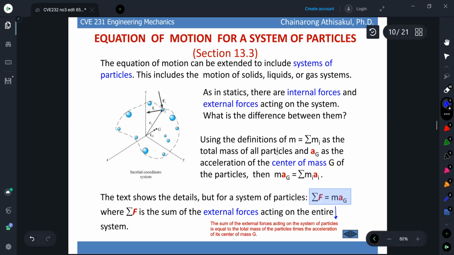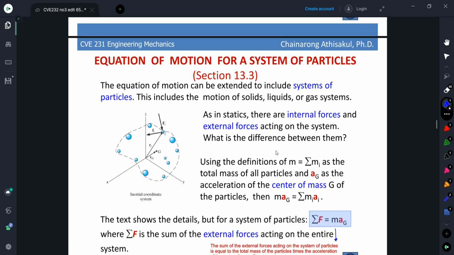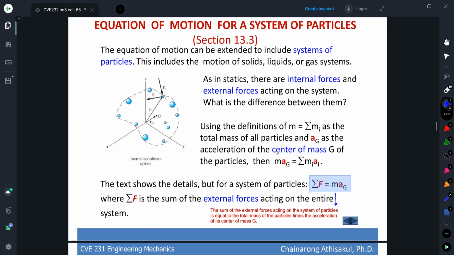And if we consider the equation of motion for a system of particles, the sum of external forces acting on the system of particles is equal to the total mass of the particles times the acceleration of its center of mass, a_G. Okay, so we can use this equation for a system of particles also.